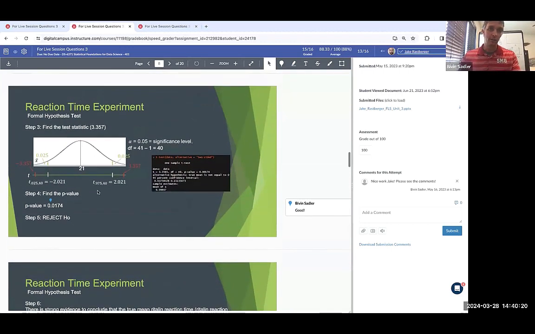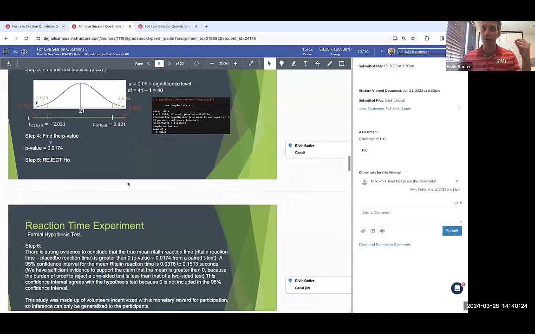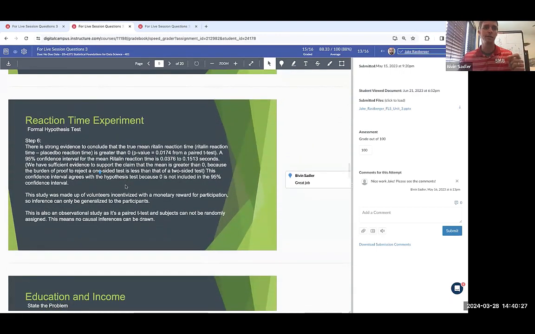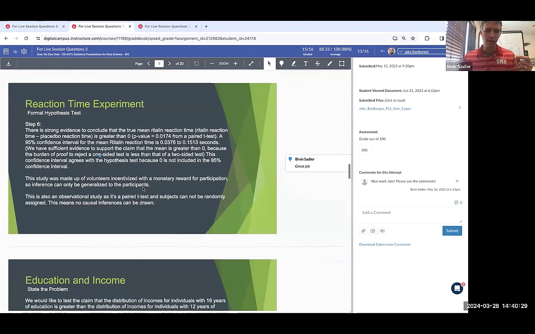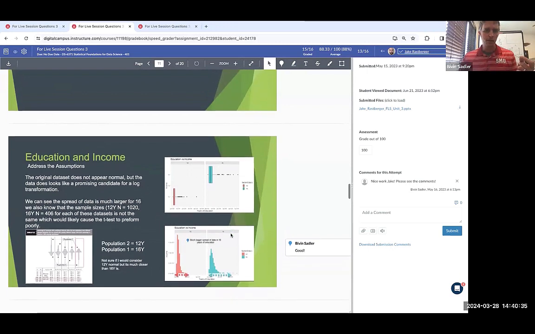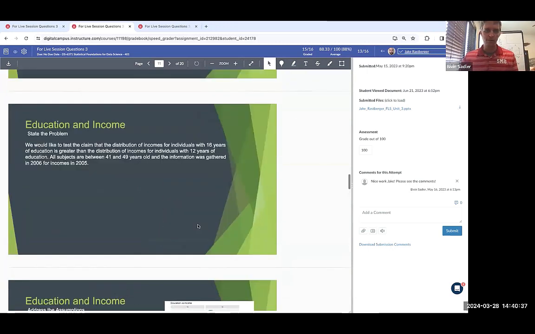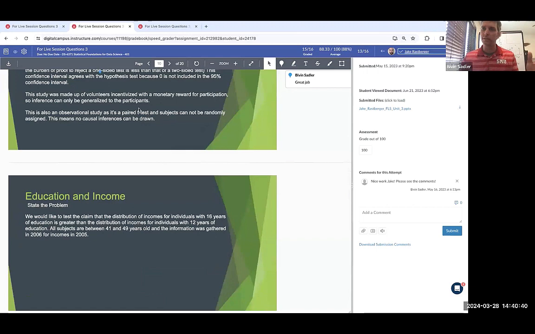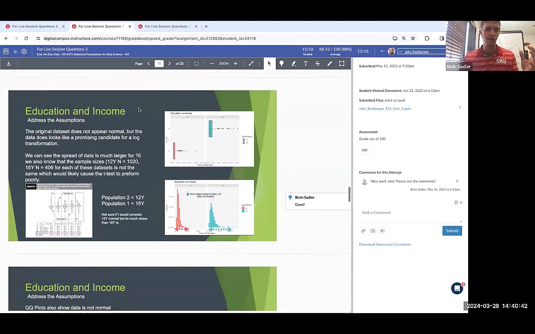So, they're putting a lot of work into the designing of these PowerPoint slides to tell their story, and they can look back at these later. These are theirs. So this was the reaction time experiment. Looks like he did this well. I'll give you an example of one where we needed some tweaking, but this was that he appropriately did the paired t-test. So great job, Jake.